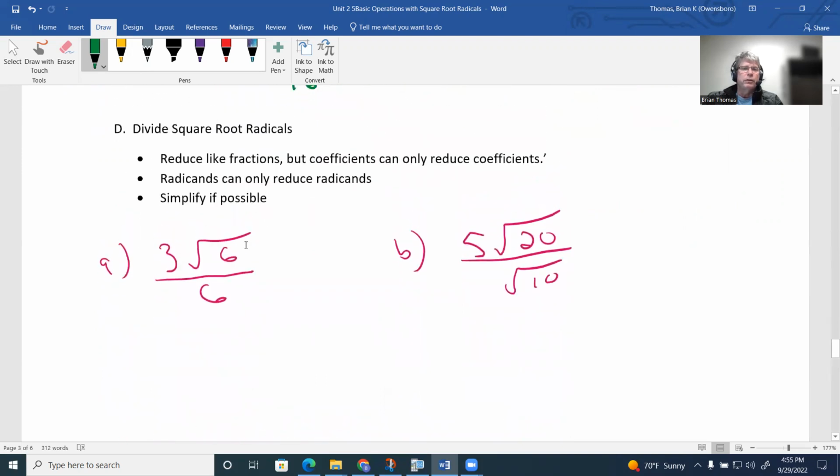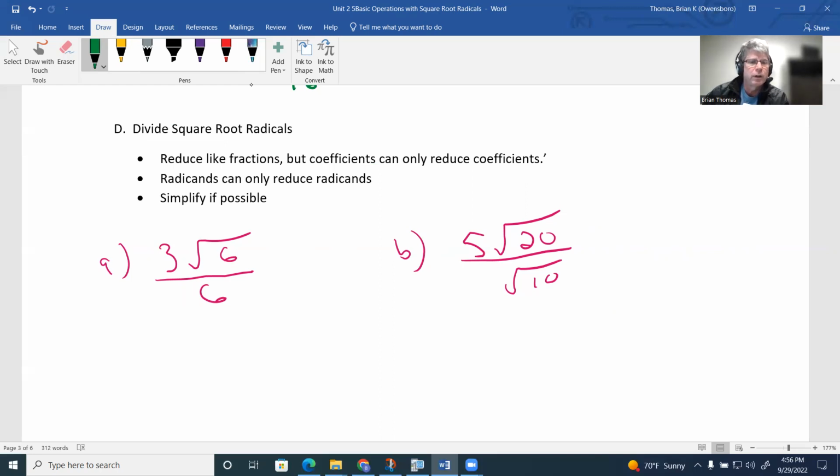So if I want to divide square root radicals, this is where we're going to get into what we call fractions and reducing fractions. To reduce fractions, what we have to pick up on is coefficients can only reduce coefficients. Radicands can only reduce radicands. So we want to simplify as much as possible. Notice how this 3 is a coefficient and the 6 is also the same way. It's not inside the radical.